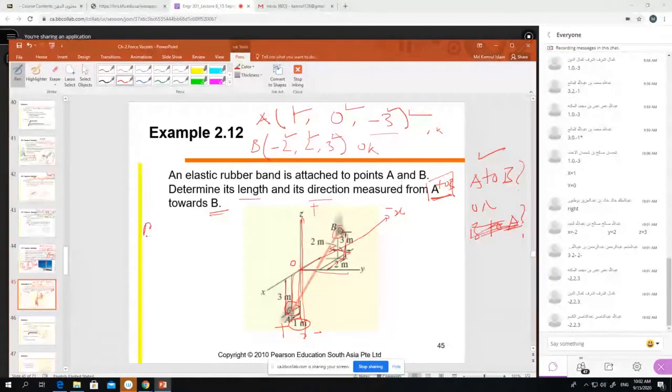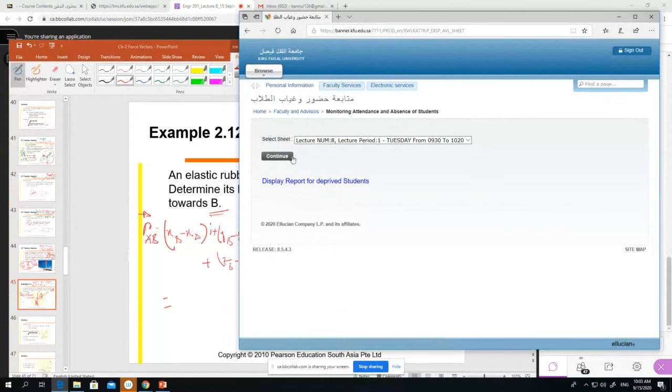Now we have to find the RAB vector. RAB vector, and we learned it already: i plus minus whatever we don't know, j plus k. We learned that RAB equals xB minus xA, yB minus yA, and zB minus zA.